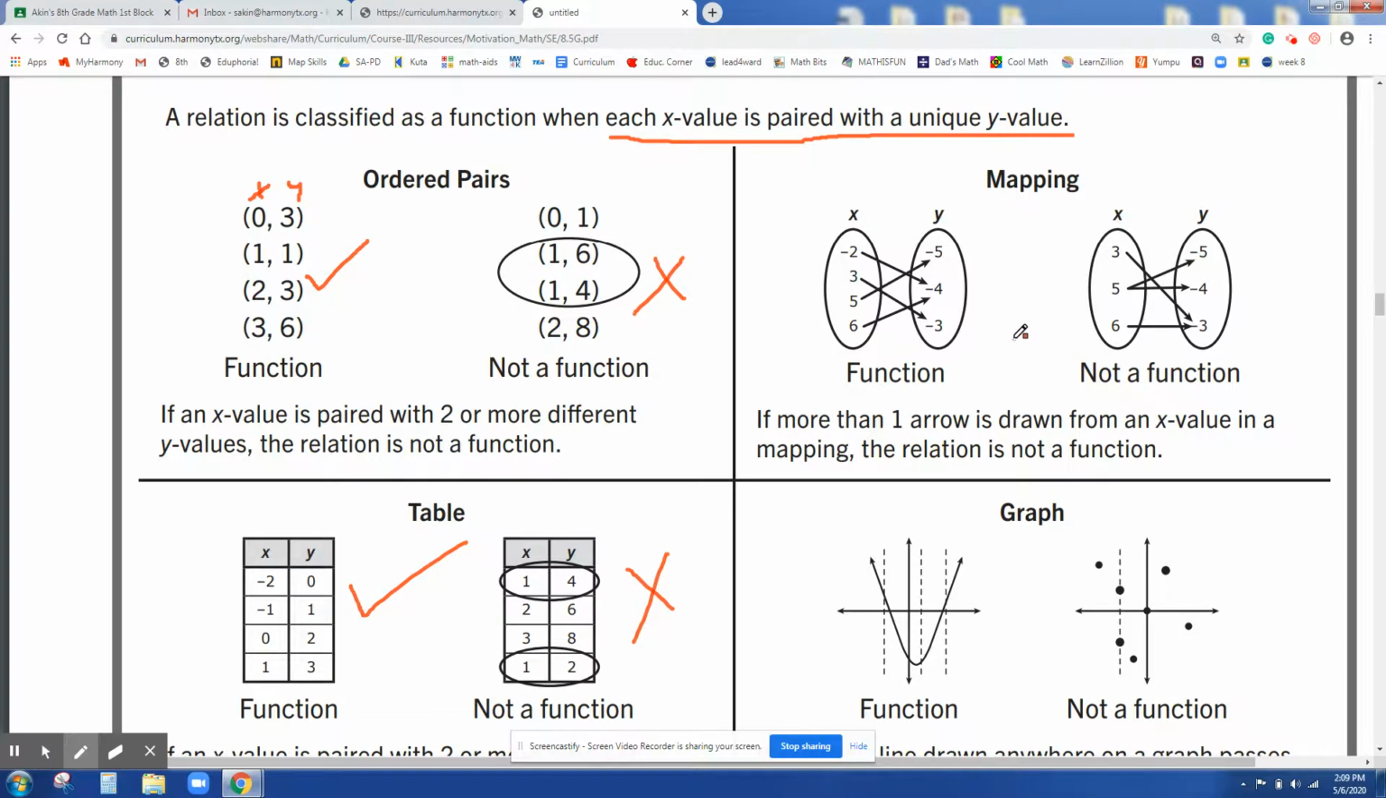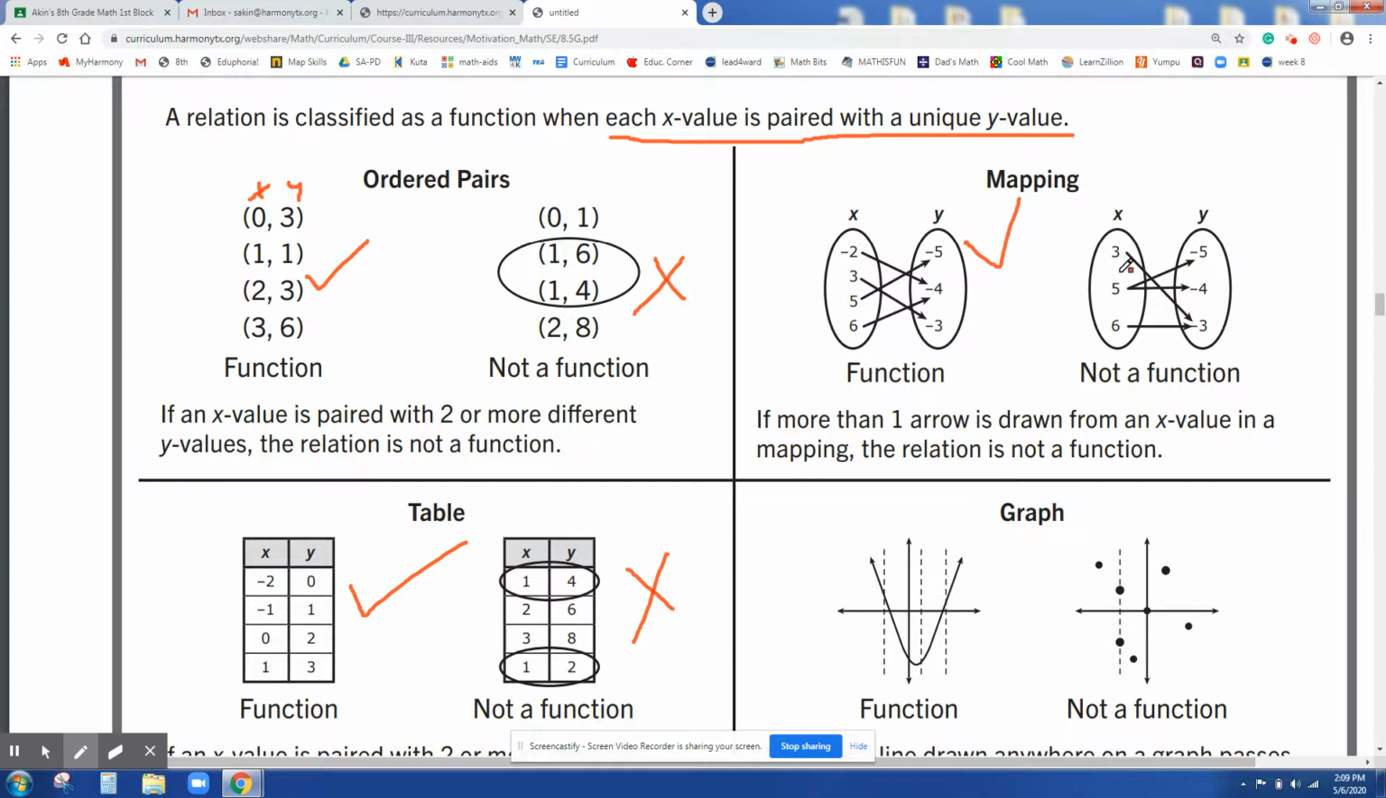Let's talk about mapping right now. So I have 2, negative 2, 3, 5, and 6. Pay attention. Although they look different from each other, you will pay attention to something else. You will pay attention to your arrows. So 2 goes into negative 4, 3 goes to here. Yes, no problem with that one.